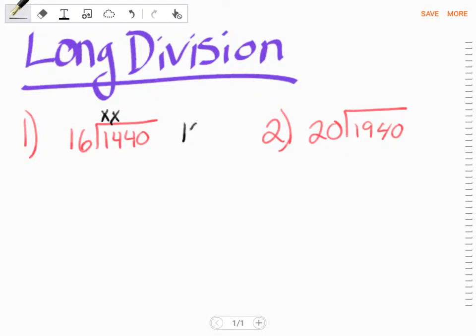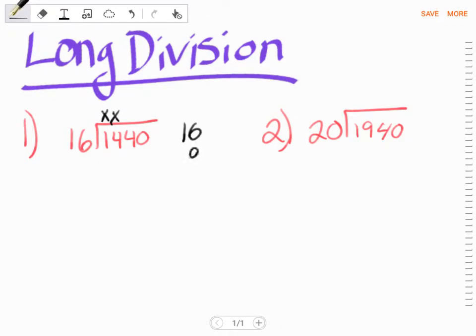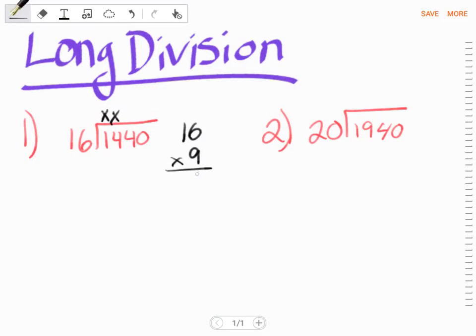We know it's got to be something 1 through 9. We've already discovered it's going to have to be bigger than 5. It's going to have to be quite a bit bigger than 5. I'm just going to try 9 and see what happens, since this is the highest number I'm going to be able to pick anyway. So 9 times 6, that's going to give me 54.